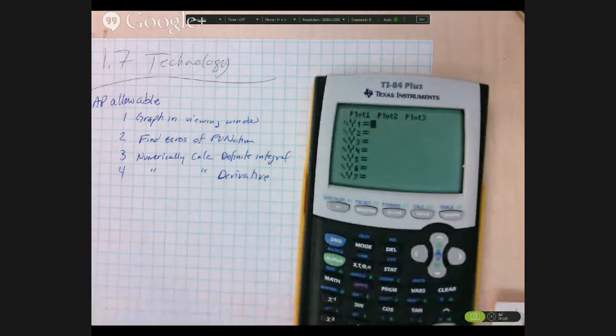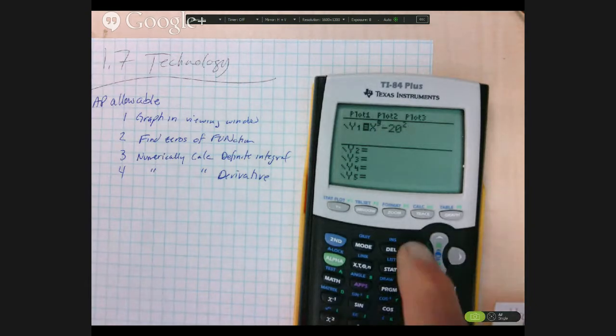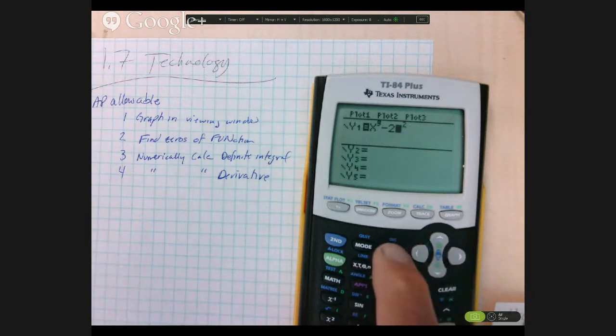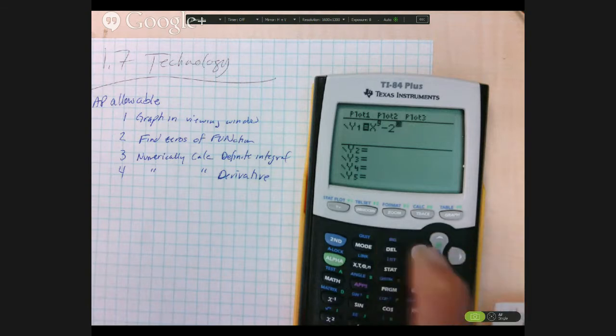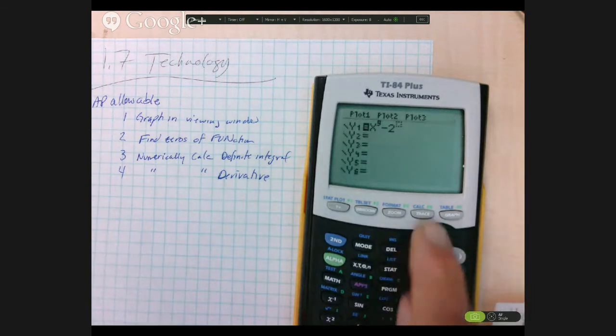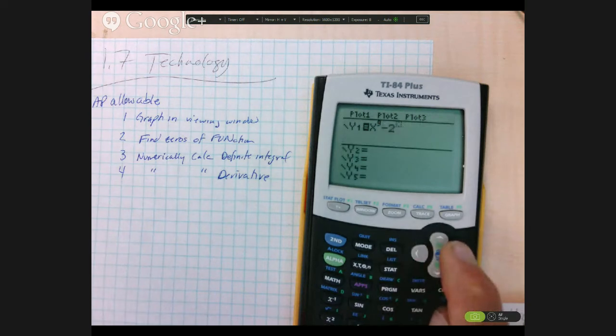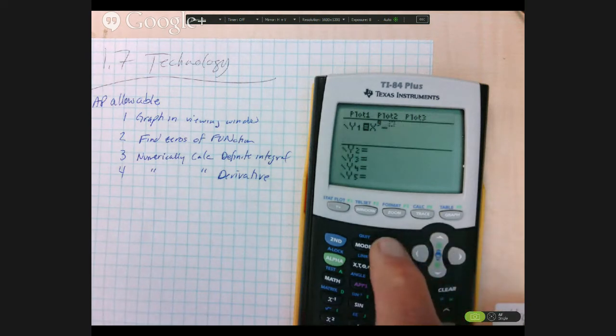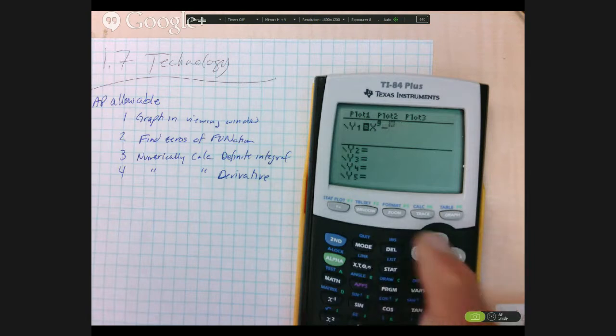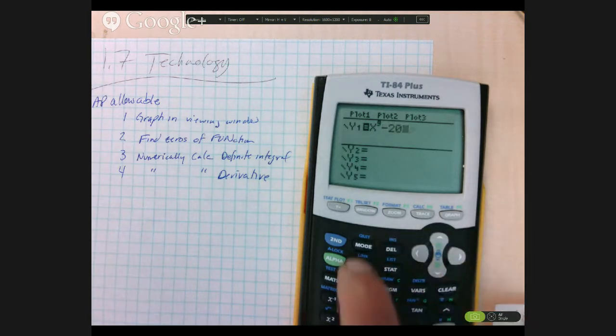Okay, let's look at your y equals screen. Type in x to the 9th minus 20x plus 1. Oops, that's not the right one. I hate these calculators.